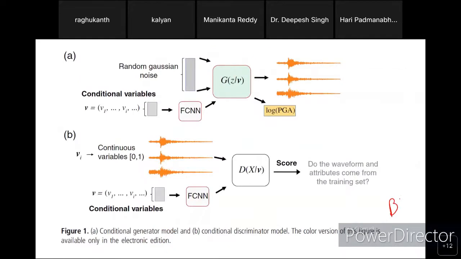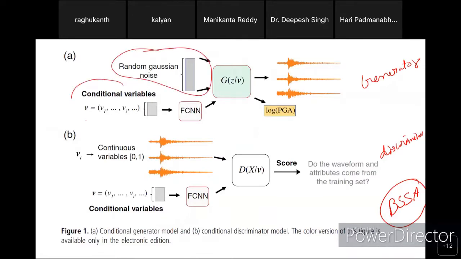This paper came up recently in 2022. So this is a generator network, and this is a discriminator. Okay, so you can see the input is random Gaussian noise, and then conditional variables like magnitude, distance, VS30, something like that. They go through a network, you have this conditional distribution, and then you get these time histories.